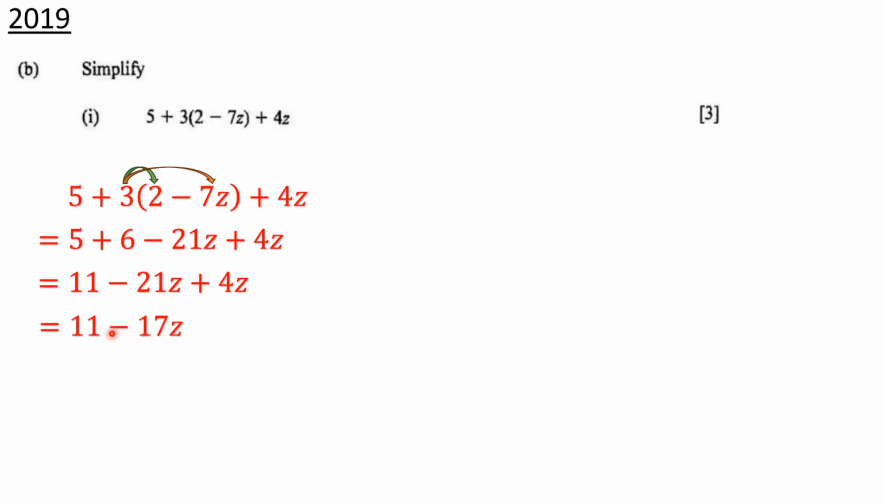And that's our final answer because this is a constant. This is a number with a variable. So this has z associated, this does not, so we cannot simplify it further. They are unlike terms, so we leave it as such.